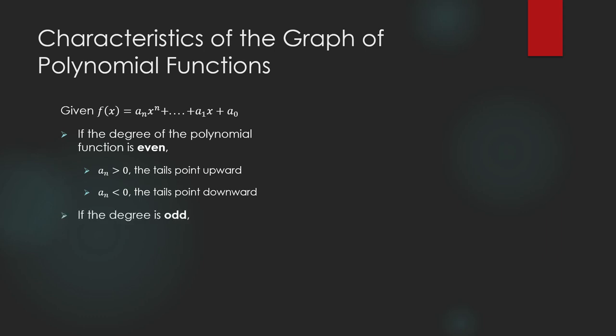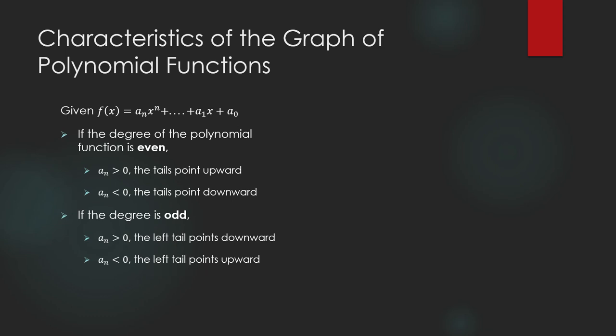Now, what happens when the degree is odd? Again, you will pay attention to the coefficient of the leading term. So if the coefficient of the leading term is positive, the left tail points downward. Now what happens to the right tail? Well, because this has an odd degree, if the left tail points downward, then the other tail points to the opposite direction. It points upward. When the coefficient of the leading term is negative, the left tail points upward, but the right tail points downward.